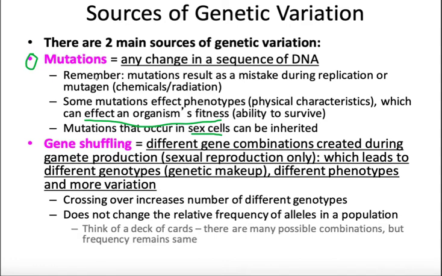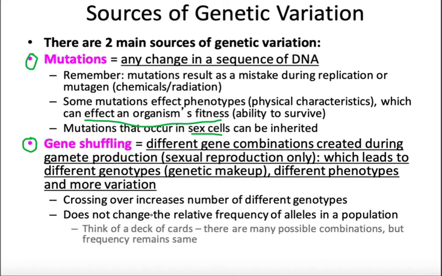The only other easy way, we're going to say easy way, to get variation is to shuffle the genes around. And this happens when new gene combinations are created during reproduction. If you remember when we talked about reproduction and meiosis and fertilization, we talked about gene shuffling, crossing over, independent assortment. And basically in sexual selection, you're mixing a whole bunch of genes together from two different individuals.